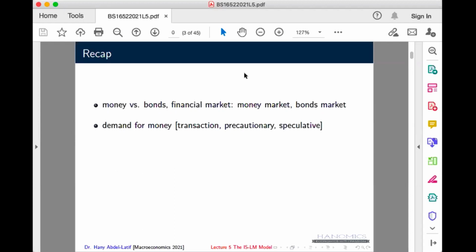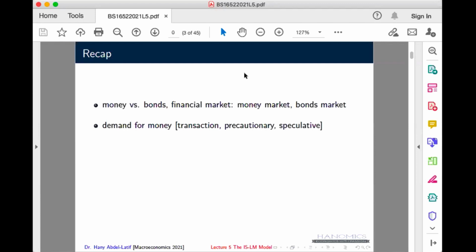When we talk about the equilibrium in financial markets, we compare money and bonds, and how money is a liquid asset and bonds are an interest-bearing asset. And we discussed the demand for money and the reasons we demand money.